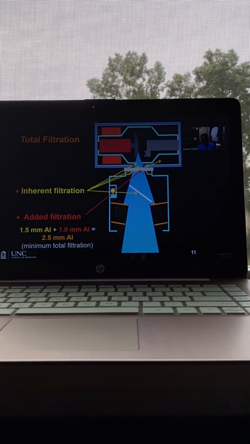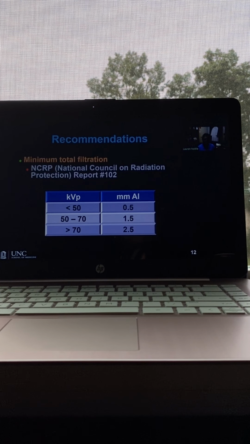And it's just technically because the filtration is not all aluminum that it could be reported as aluminum equivalency. Because technically, this could be 1.5 millimeters of aluminum equivalency, plus 1 millimeter of aluminum, is 2.5 millimeters of aluminum equivalency. Okay. Does that make sense? Okay. So total filtration, 2.5 millimeters of aluminum.